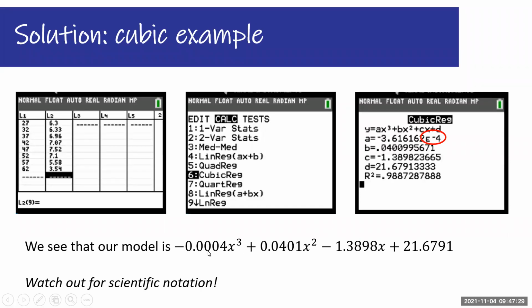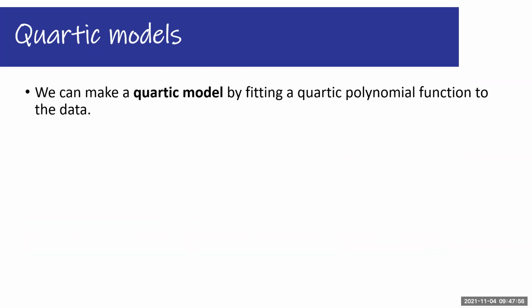So we see that our model is negative 0.0004 x cubed plus 0.0401 x squared minus 1.3898 x plus 21.6791. And all of these numbers come from A, B, and C up here. So again, always look for that E because that's going to be your scientific notation. Make sure that you can replicate this and get the same results.